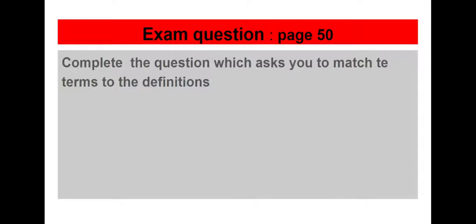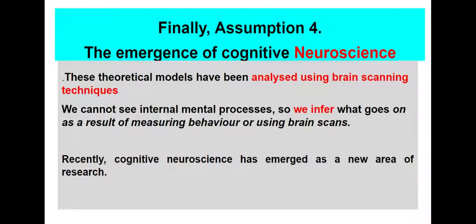Okay, so I'm now going to move on to the final assumption, which is the emergence of cognitive neuroscience. Now, this is actually very fashionable. This is where a lot of money is being pumped into cognitive neuroscience at the moment. You will find that you could now go on to do degrees in neuroscience. A good university for this is Manchester. They've got a very good reputation for their degree in neuroscience.